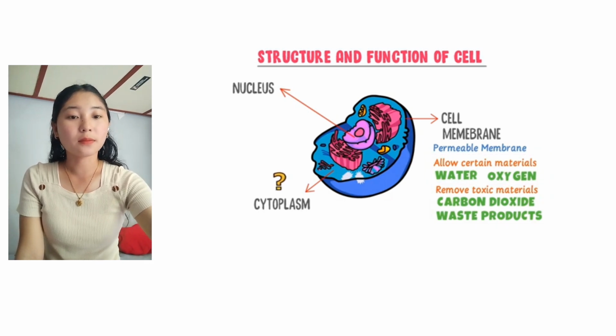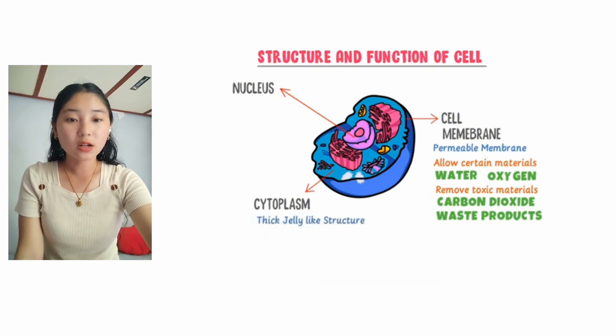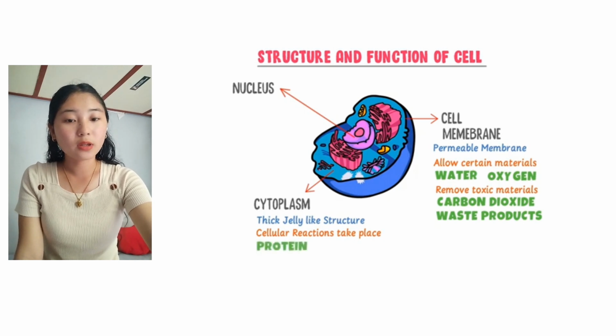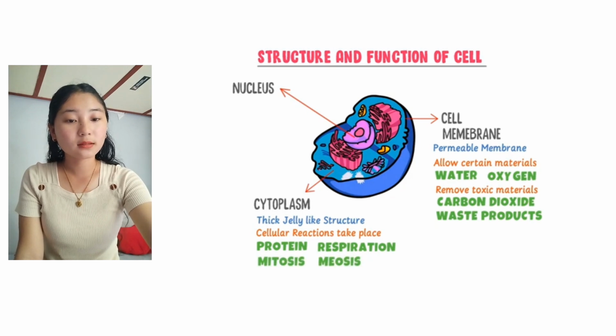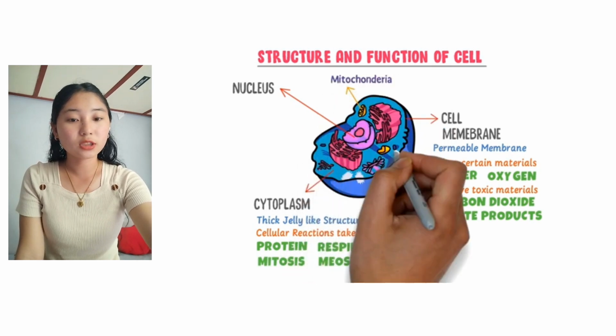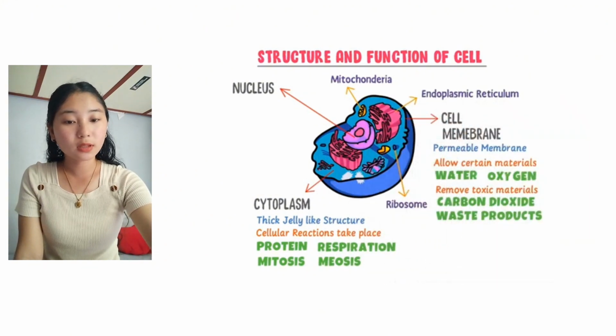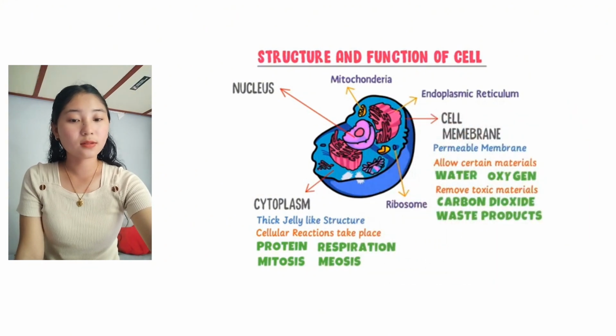Now, what is cytoplasm? It is a thick jelly-like structure and it provides shape to the cell. This means that different shapes of the cell are due to different shapes of the cytoplasm. All the cellular functions and cellular reactions take place in the cytoplasm. For example, protein formation, respiration, as well as mitosis and meiosis occur in the cytoplasm. Moreover, all important organelles are present in the cytoplasm, like mitochondria, ribosome, endoplasmic reticulum, Golgi bodies, and lysosome.